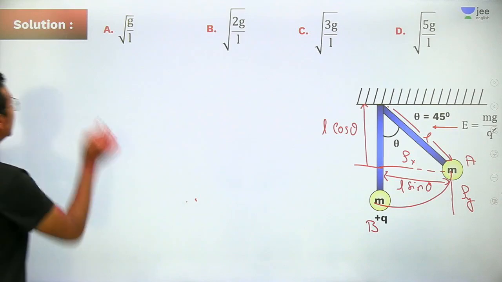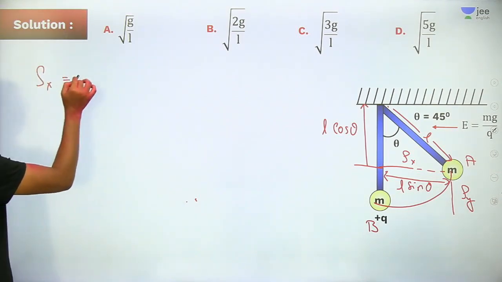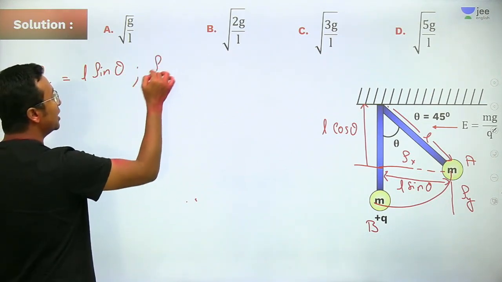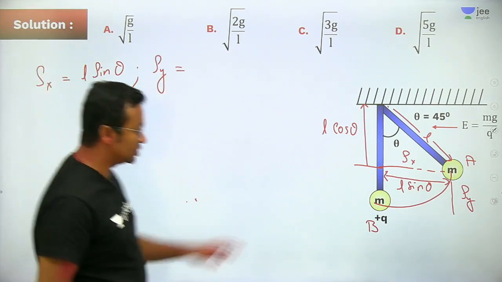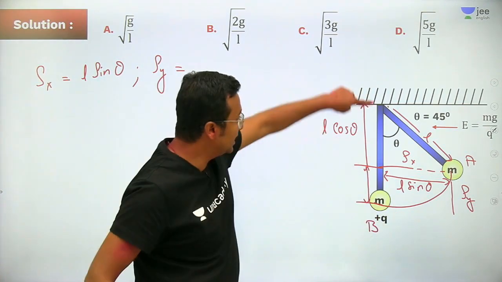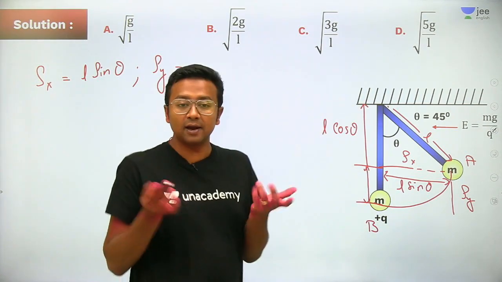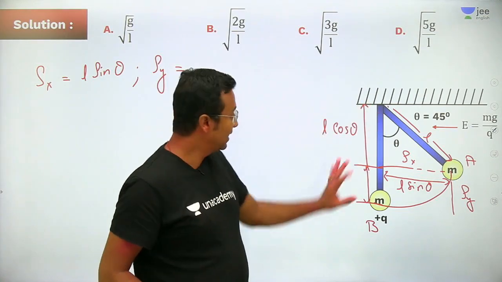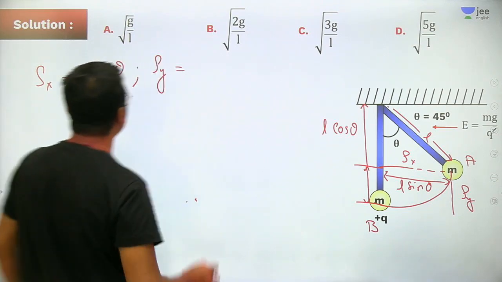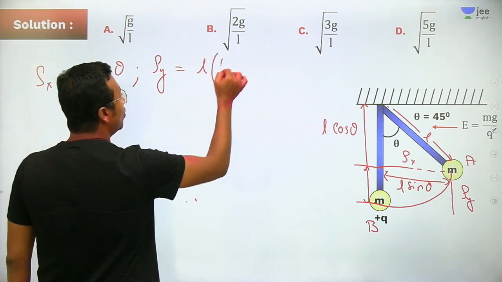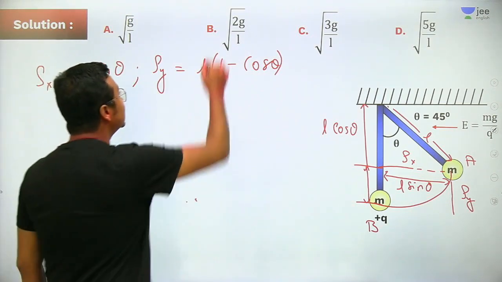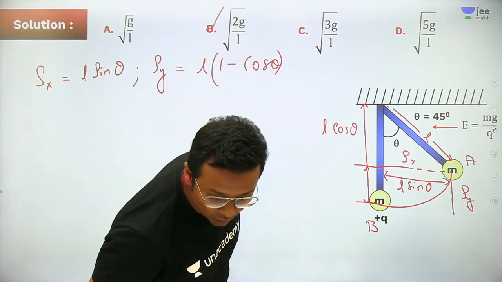Clear? So what will be the displacement along the x-axis? It will be equal to L sin theta, and the displacement along the y-axis will be equal to how much? This will be the displacement. From here to this point, how much is the length? It is L, and this distance is L cos theta. So this displacement Sy will be equal to L into 1 minus cos theta. Clear? By the way, the correct answer is option B.